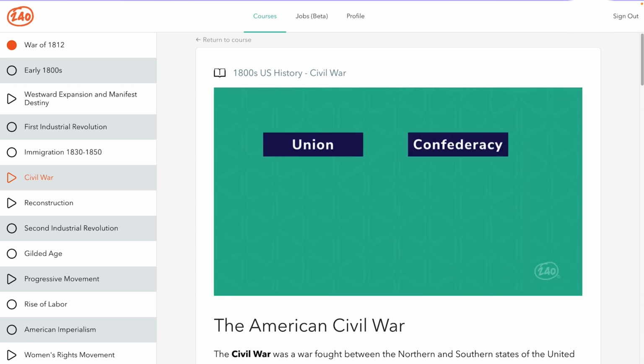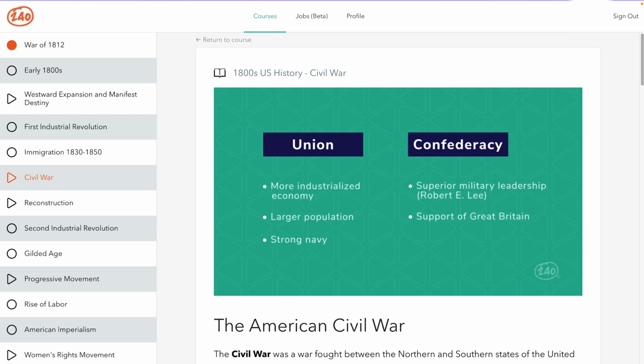The northern states had clear advantages in a more industrialized economy and a larger population from which to recruit a greater number of military personnel. The North also had a stronger navy and could sustain trade during the war while blockading Confederate ports. The advantage of the Confederate Army was its superior military leadership from Robert E. Lee. At the beginning of the war, the Army also had the support of Great Britain, who relied on Southern cotton to feed its massive textile industry.